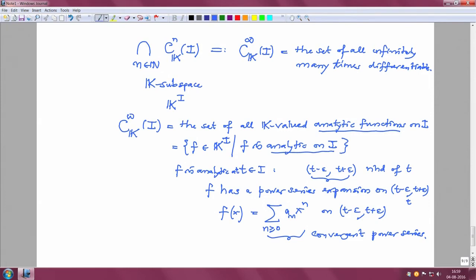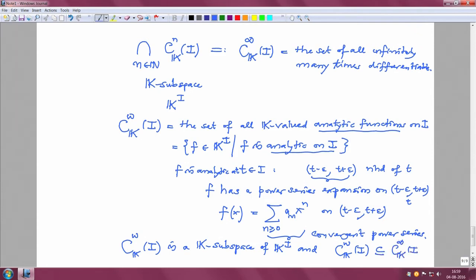So what to note is that C omega of I is a k subspace of k power I, and in fact C omega of I is a subspace of C infinity of I. This means every analytic function is infinitely many times differentiable, and you might have learnt in an analysis course that the derivative is given by term by term differentiation of the power series expansion.